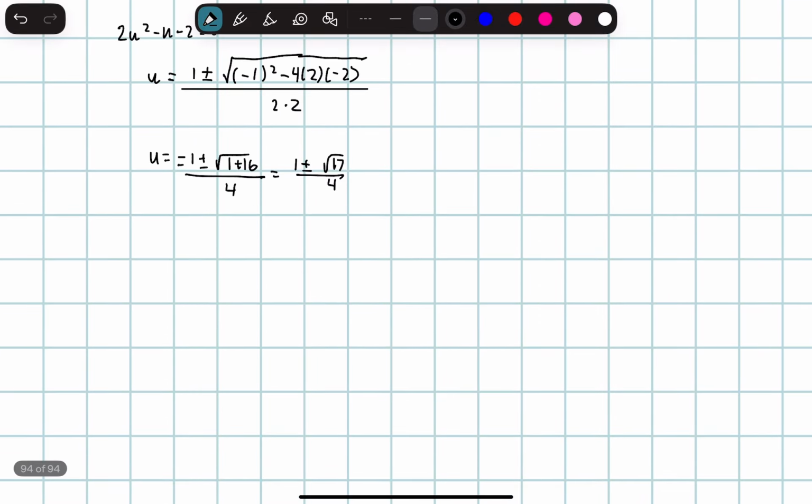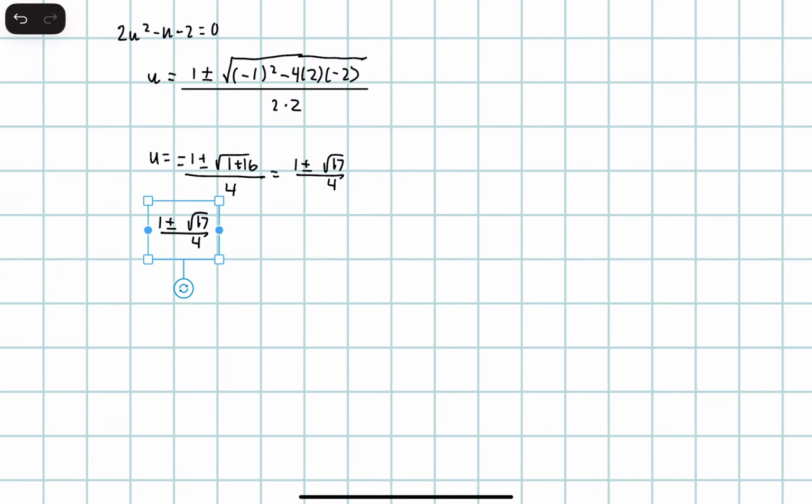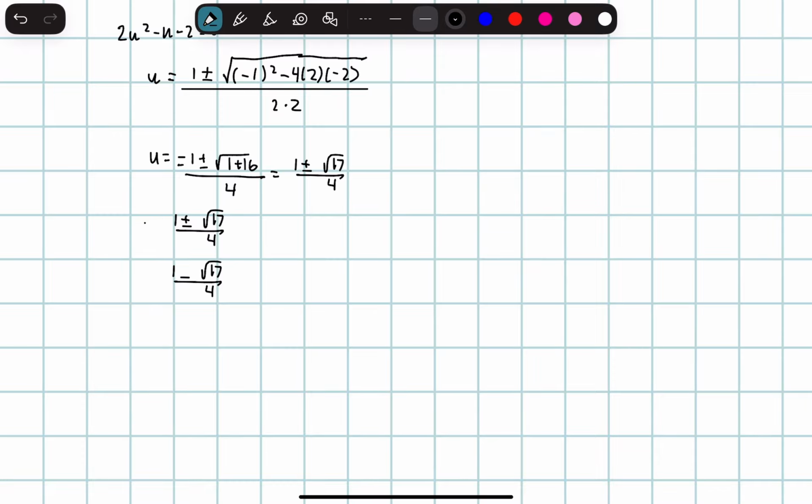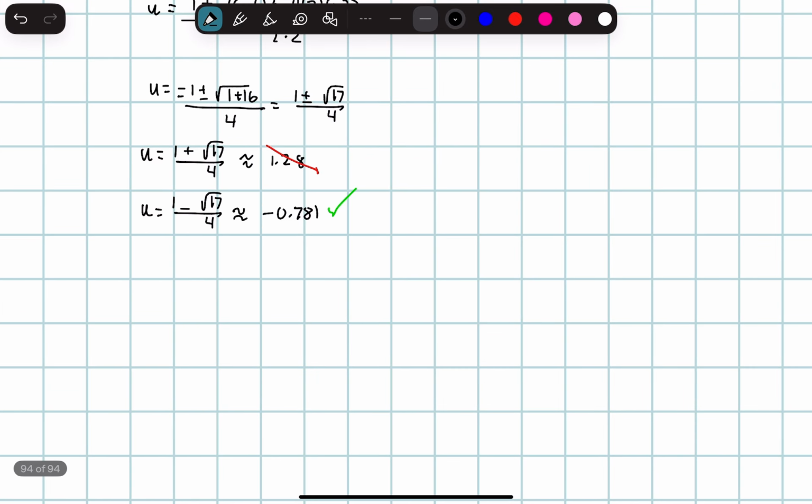Now, let's do our positive and negative cases. This is going to be approximately 1.28, and this is going to be approximately negative 0.781. But this is not possible, but this is actually possible. So that means only one boundary solution satisfies.